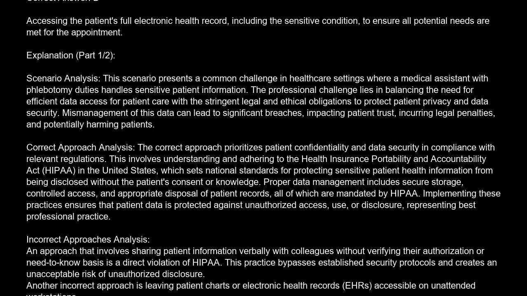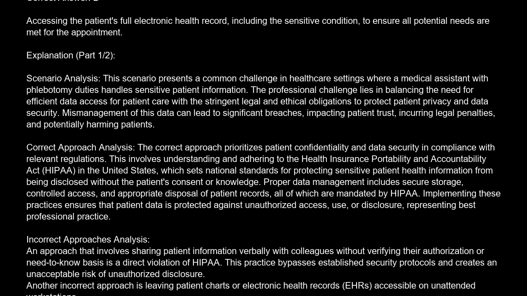Correct answer is D. Accessing the patient's full electronic health record, including the sensitive condition, to ensure all potential needs are met for the appointment. Explanation. Scenario analysis. This scenario presents a common challenge in healthcare settings where a medical assistant with phlebotomy duties handles sensitive patient information. The professional challenge lies in balancing the need for efficient data access for patient care with the stringent legal and ethical obligations to protect patient privacy and data security.